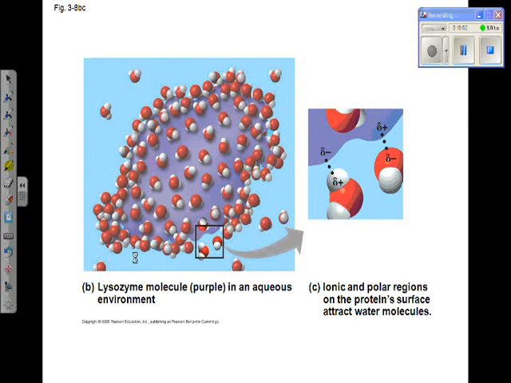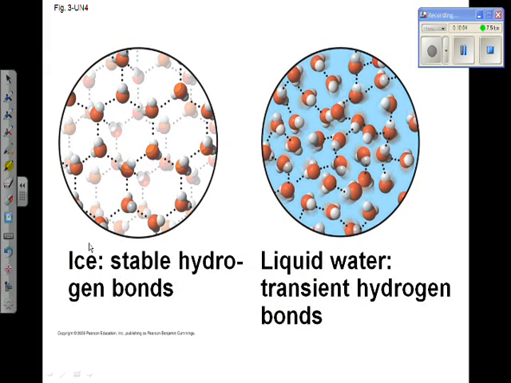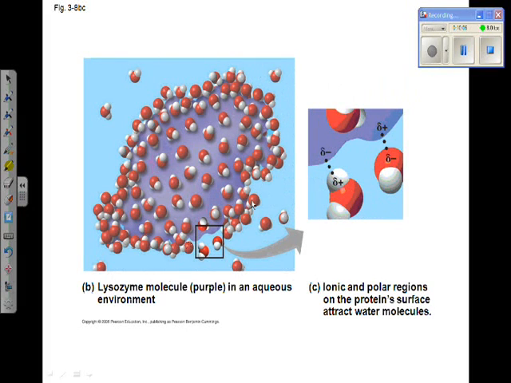Here we've got what's been formed, something called a hydration shell, where water encases the protein molecule. And the combined forces of all the hydrogen bonding occurring at the surface of the protein will start to pull that protein apart. And again, this is a hydrophilic molecule.